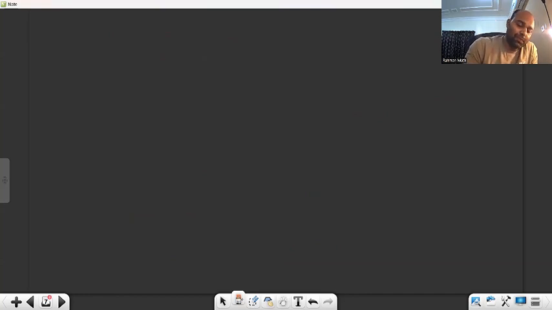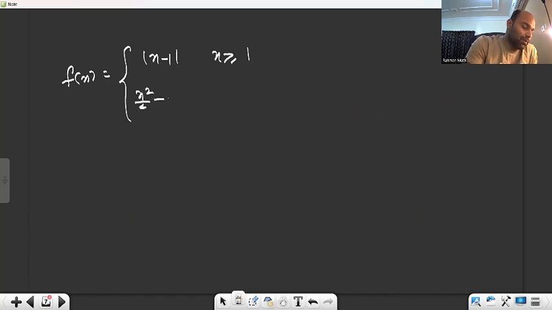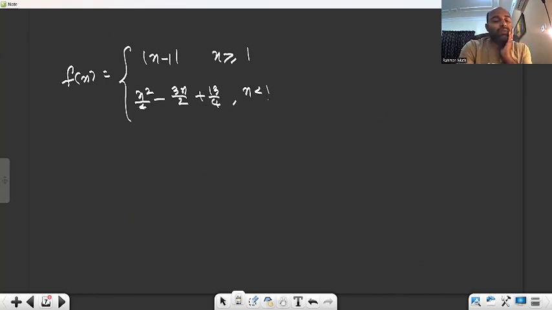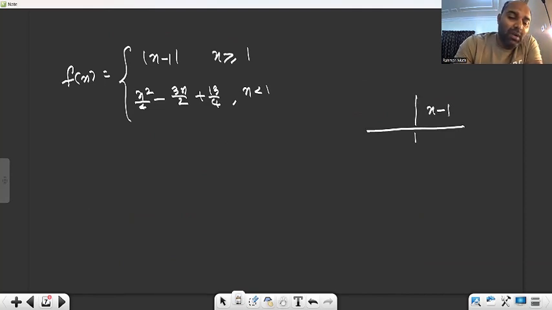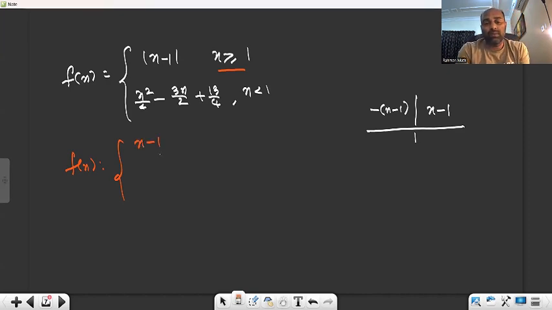So f of x equals mod x minus 1 if x is greater than or equal to 1, and x square by 4 minus 3x by 2 plus 13 by 4 if x is less than 1. So mod x minus 1 is coming. First you have to equate it to 0. Mod x minus 1, when you equate to 0, x is 1. Bigger than 1, it is x minus 1. Smaller than 1, it is minus of x minus 1. But here bigger than 1 is there, so we have to change the modulus. For bigger than 1, mod x minus 1 is x minus 1. So I remove the modulus if x is greater than or equal to 1.